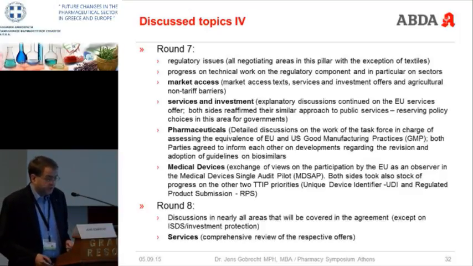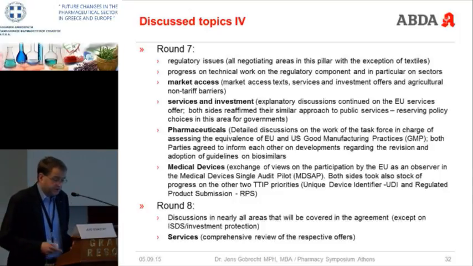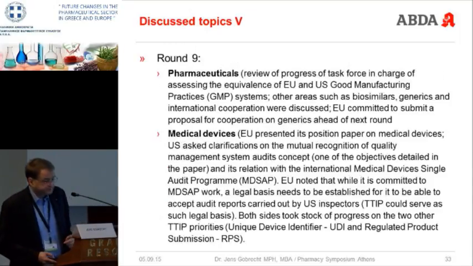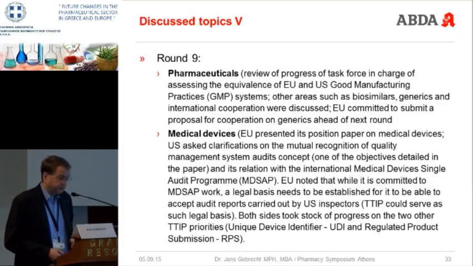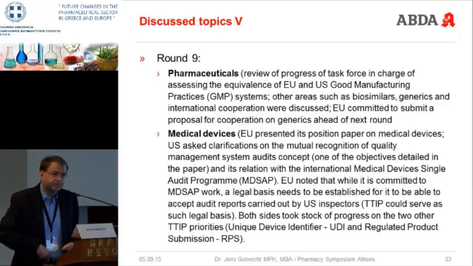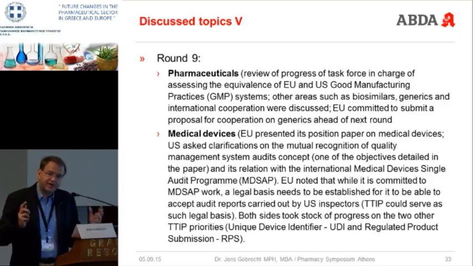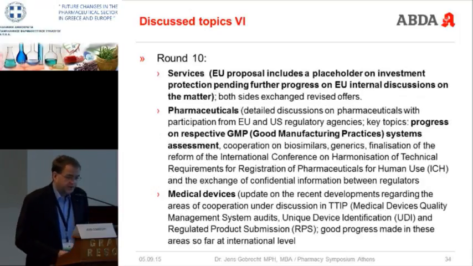In the seventh round, they talked again about market access, services and investment, pharmaceutical and medical devices. In the eighth round, they talked about services in general. In the ninth round, they talked again about pharmaceuticals and medical devices. We're not going to detail here. I just want to highlight the topics. And in the 10th round, they talked about services.